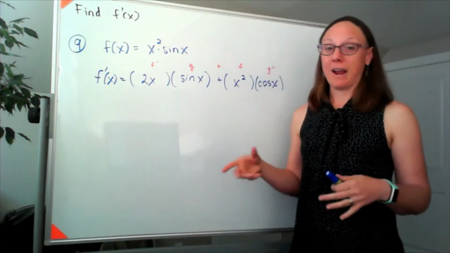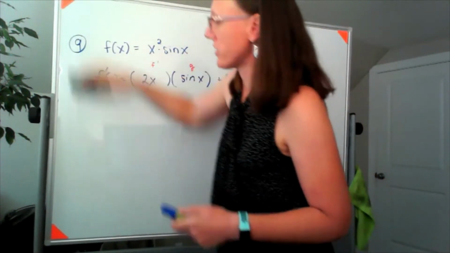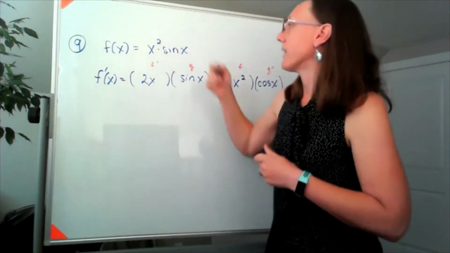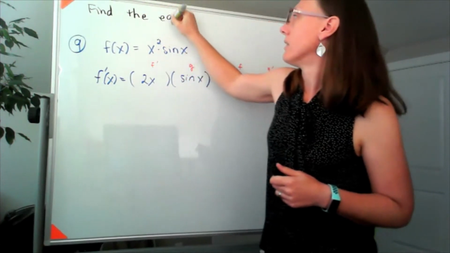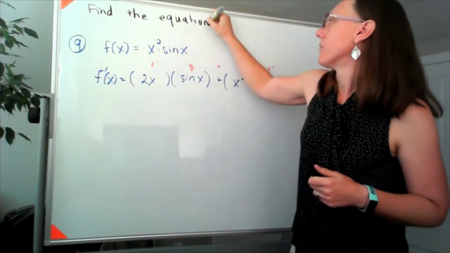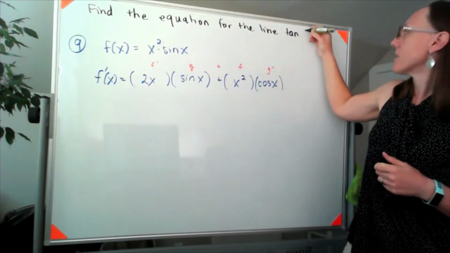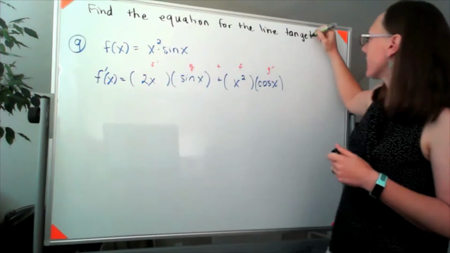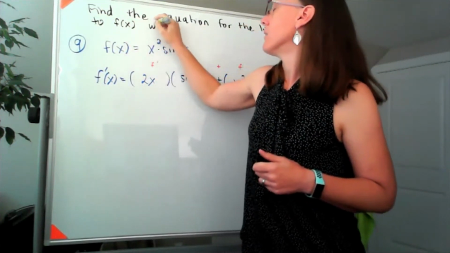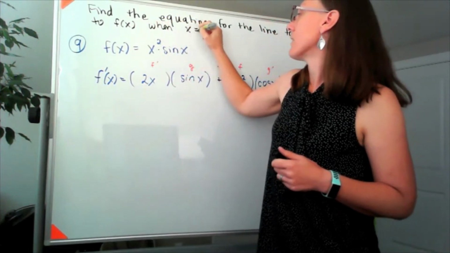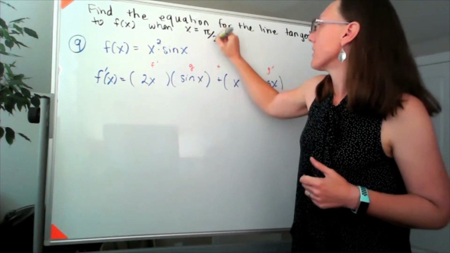But let's do more than just find the derivative here. Let's go back and practice something that we were doing last week. And what I would actually like to do is to find the equation for the line tangent to f of x when x equals pi over 2.